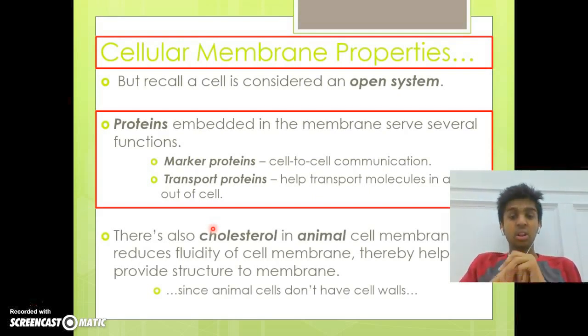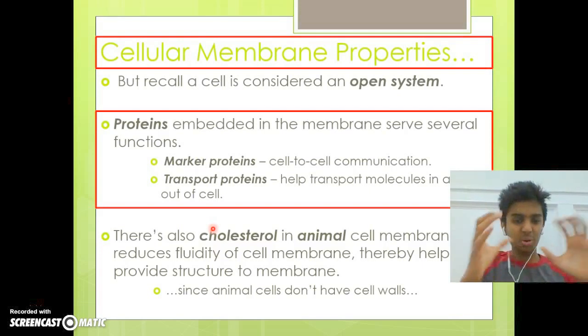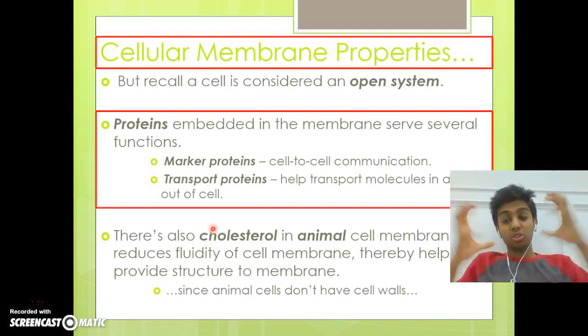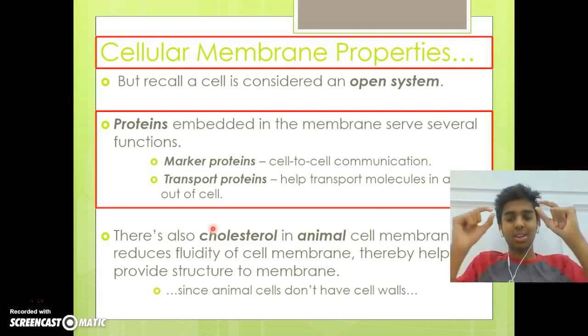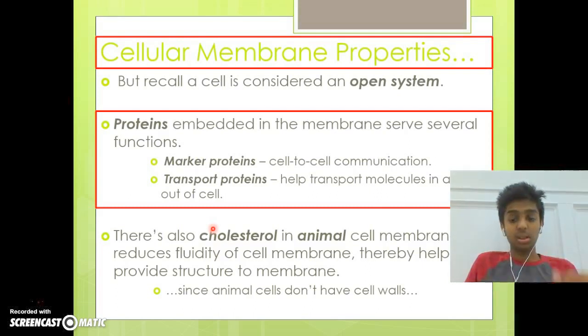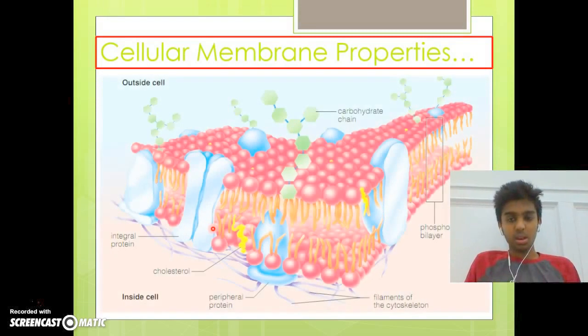Now we also have cholesterol in animal cell membranes, and it reduces the fluidity of the cell membrane. So the cell membrane is not always moving. It provides structure to the cell membrane since we don't have a cell wall. So that's the role of cholesterol in cell membranes, in animal cells only.